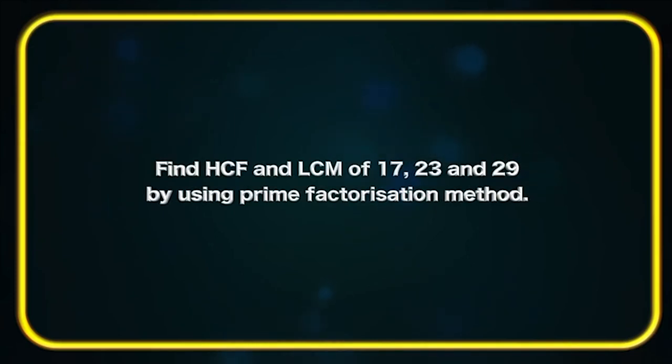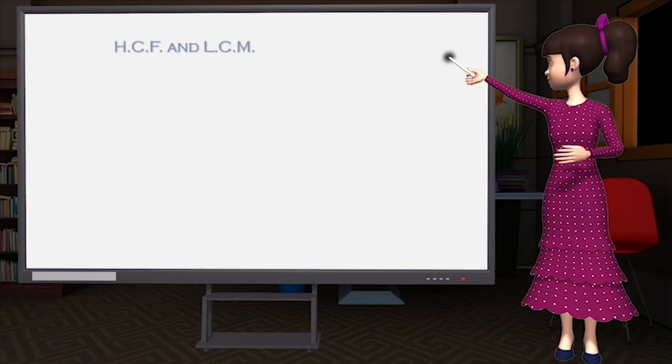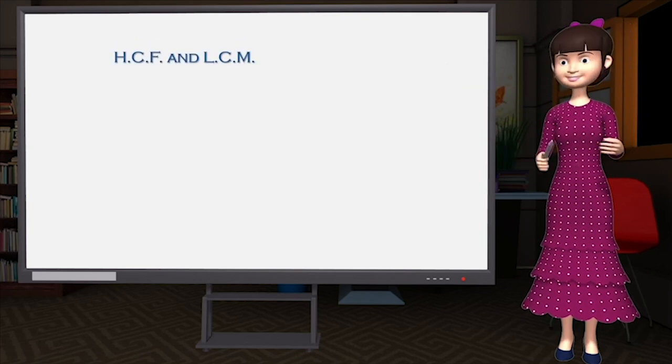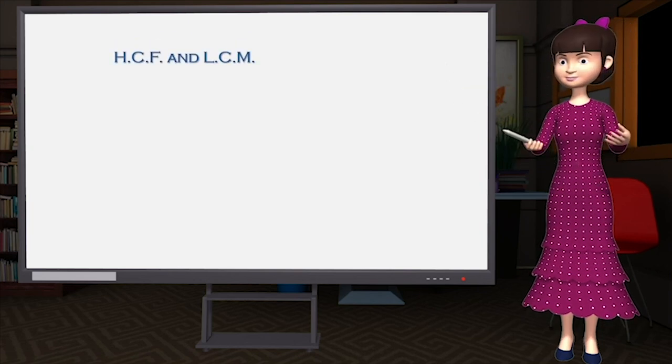Find HCF and LCM of 17, 23 and 29 by using Prime Factorization Method. To find HCF and LCM, first let us know these definitions.